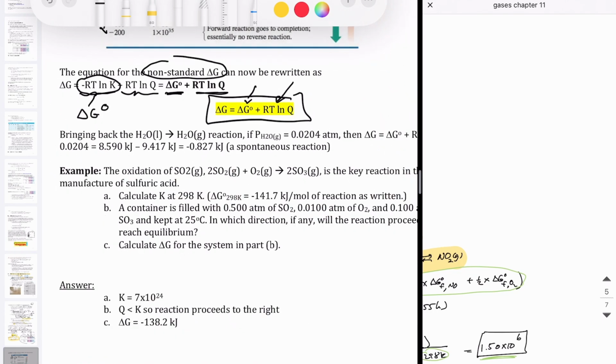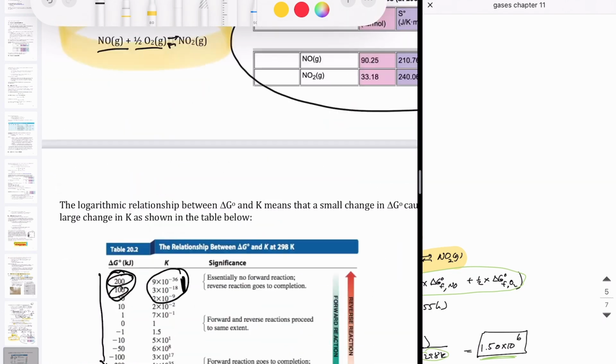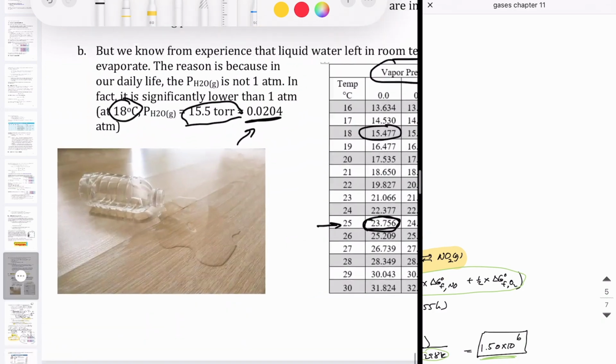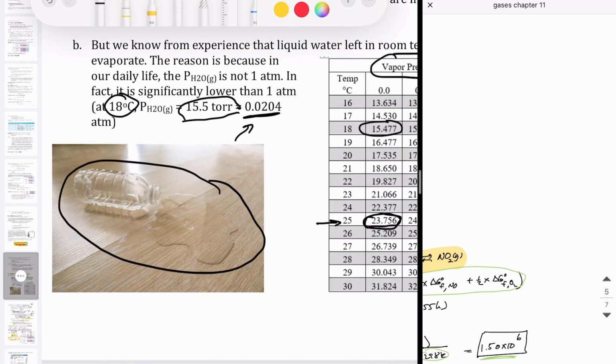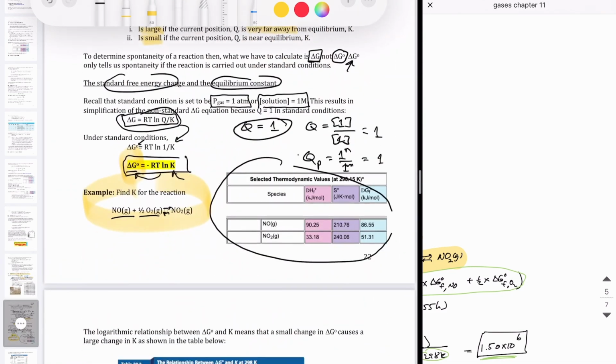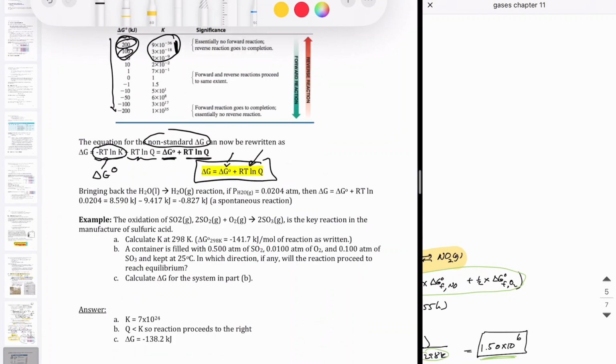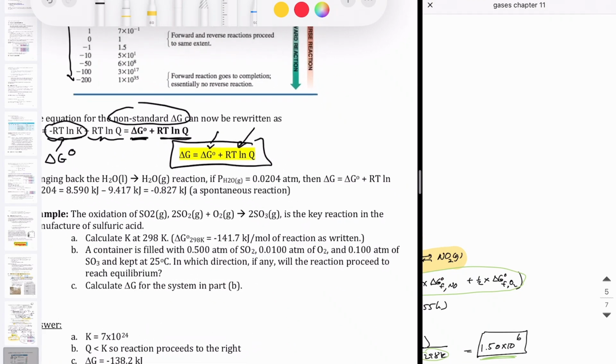Okay, so let's take a look at the reaction that we were looking at, which is that water that's being spilled on the floor, right? At 298 Kelvin or 25 Celsius, that water will eventually evaporate. So it's telling me that that process of liquid going to gas water is spontaneous. So let's take a look if we get a negative number when we calculate our delta G.